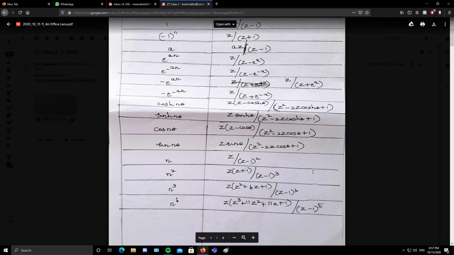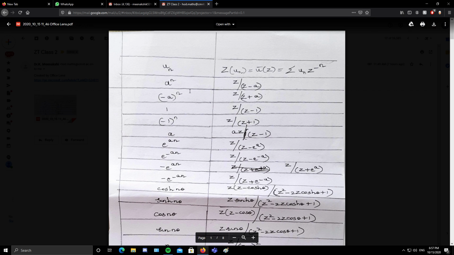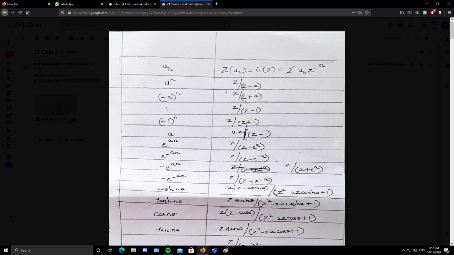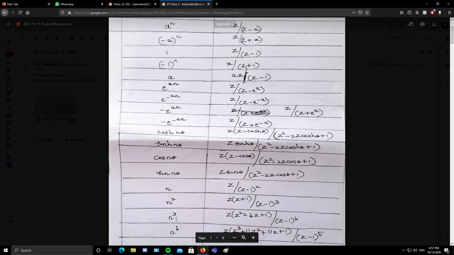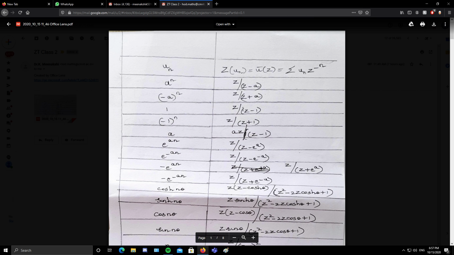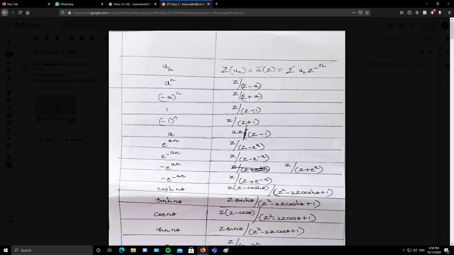You should learn by heart all these transforms. You should have the formula page when you do the problems. You should remember the transform of all these standard functions. As you remember the derivatives of standard functions, you should remember the Z transform of standard functions. If you don't know the transform, you cannot do any problem. So learn by heart all these expressions, and practice writing these formulas so that you don't forget.